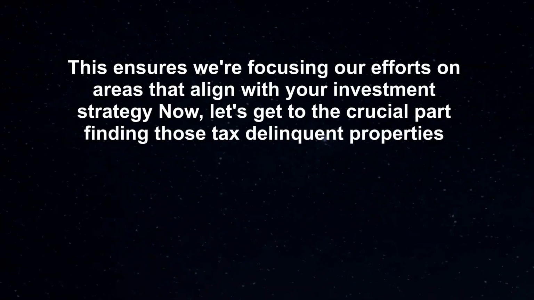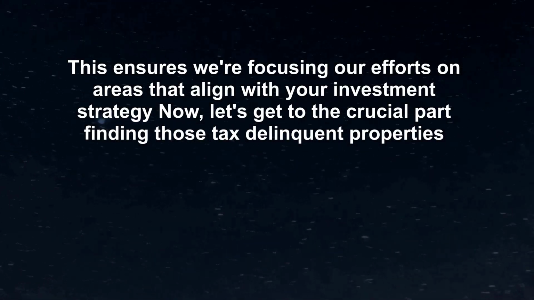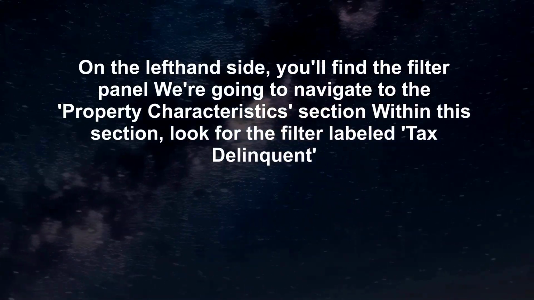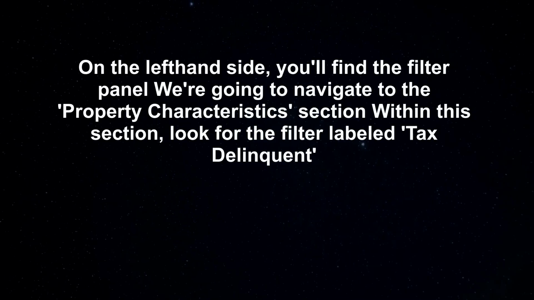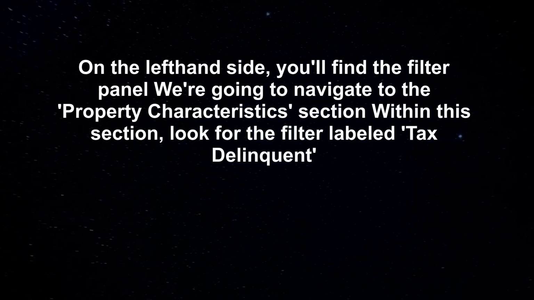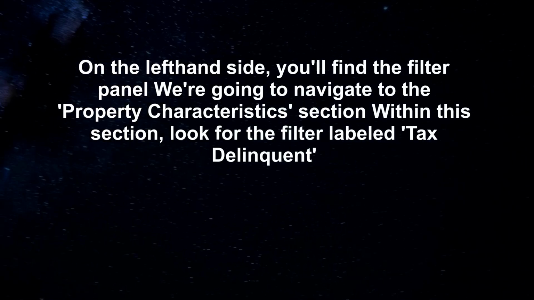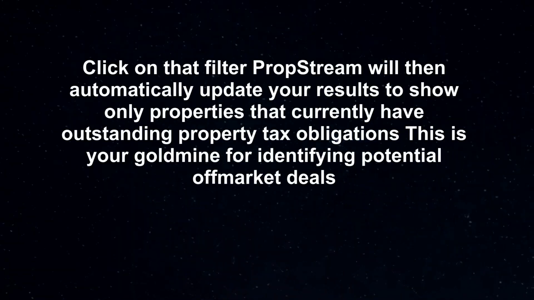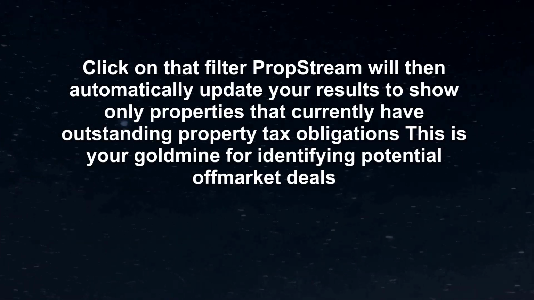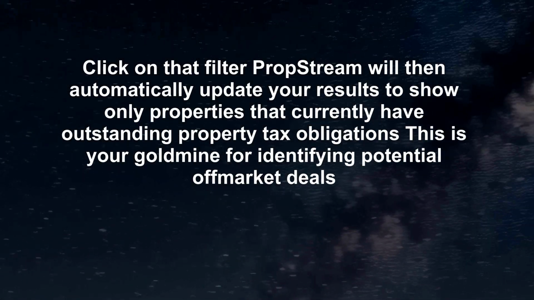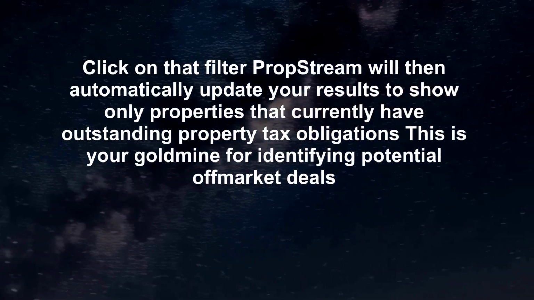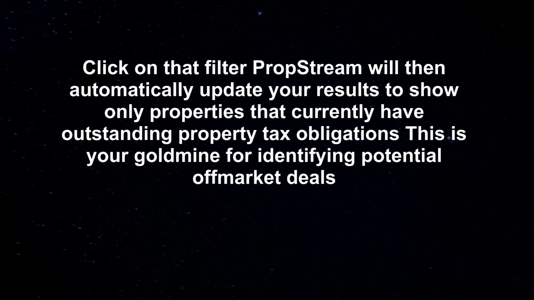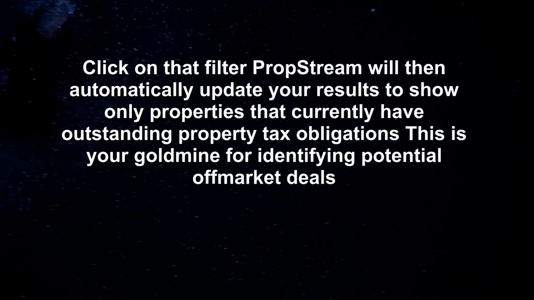Now, let's get to the crucial part, finding those tax-delinquent properties. On the left-hand side, you'll find the filter panel. We're going to navigate to the Property Characteristics section. Within this section, look for the filter labeled Tax Delinquent. Click on that filter. Propstream will then automatically update your results to show only properties that currently have outstanding property tax obligations. This is your goldmine for identifying potential off-market deals.